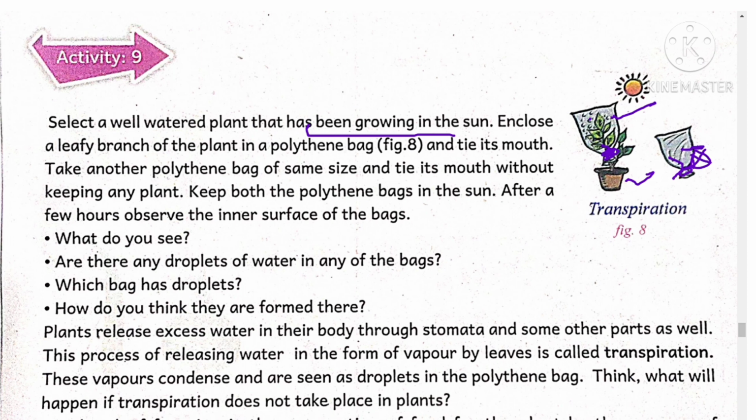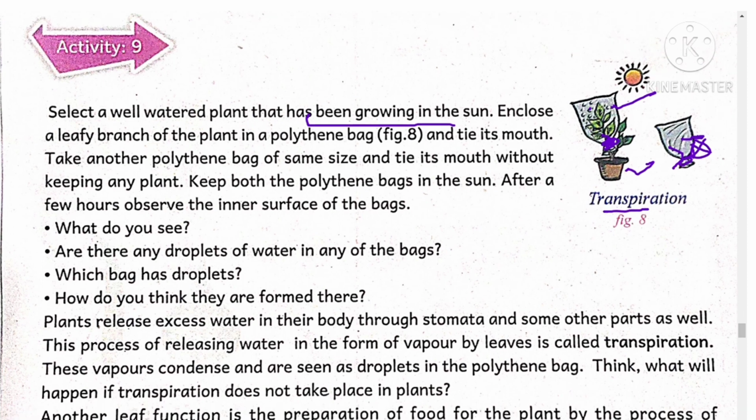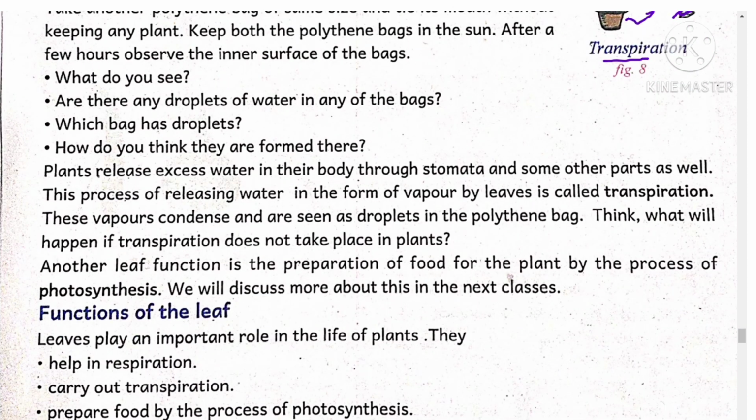It will be called transpiration. Let us understand clearly. Plants release excess water from their body through stomata and some other parts as well. Plants have stomata, and other parts are also there, like lenticels in the stem and aerial roots in mangrove plants.